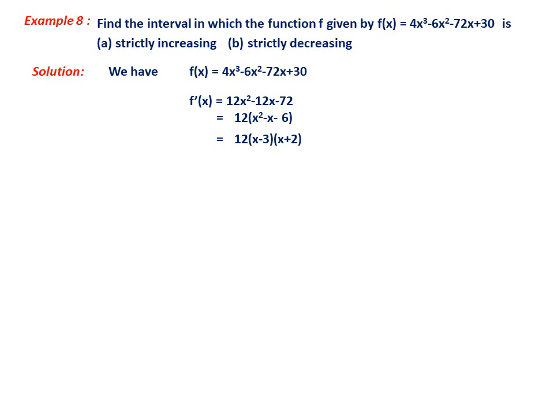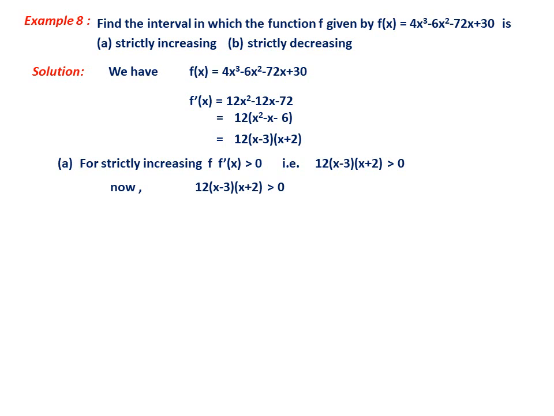Now, actually there are two methods. One is called the wavy curve method. In one of the examples, let me explain those things. Here we shall do it by the normal procedure. For strictly increasing, we know f dash x must be positive. This implies 12 into x minus 3 into x plus 2 must be positive.